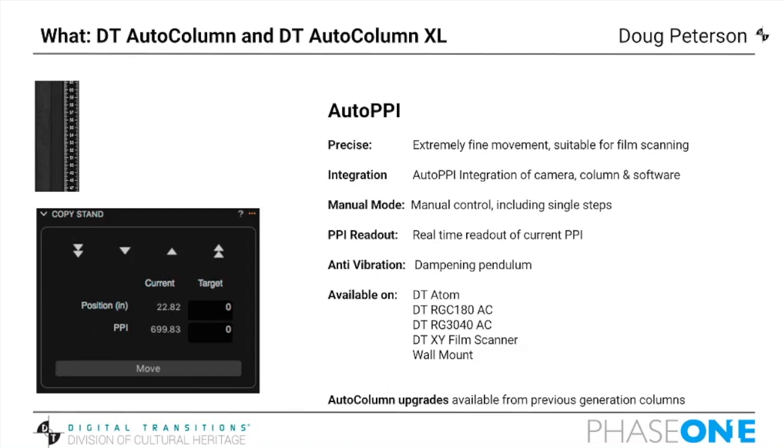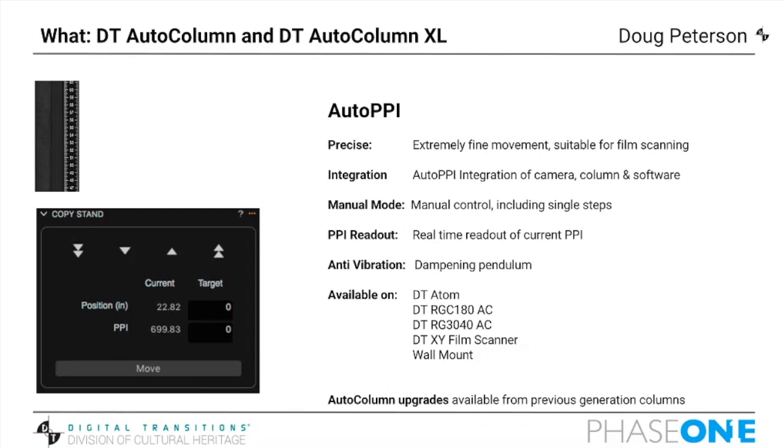We also have a PPI readout that is not new in Capture One as far as the image on screen. What is new here is that the column itself will provide you a real-time readout, so even when you're using manual control, you will be able to see the current PPI at all times. That is updated in real time. I think the refresh rate is something like twice per second.